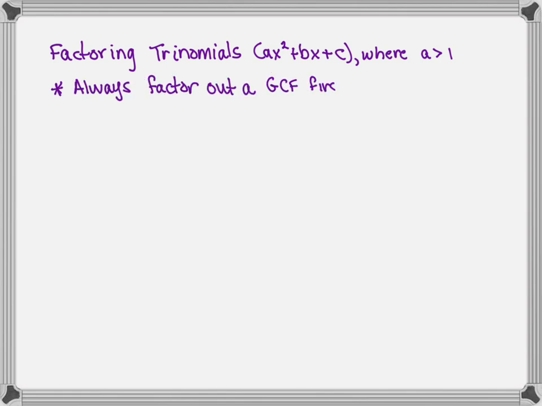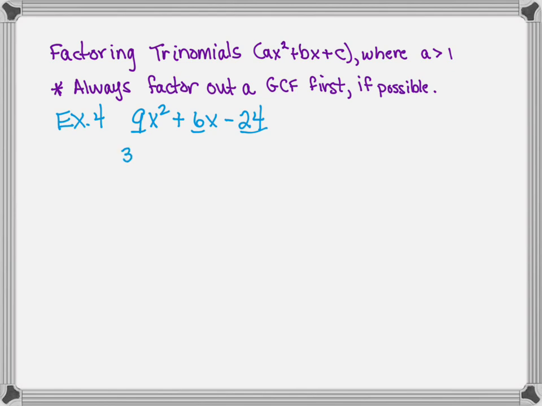And we would always factor out a greatest common factor first if possible. So for example, 9x squared plus 6x minus 24. So let's look at our terms. I have 9, I have 6, I have negative 24. I do have a GCF here. The GCF is 3, so I can factor 3 out. And I'm left with 3x squared plus 2x minus 8 in parentheses.